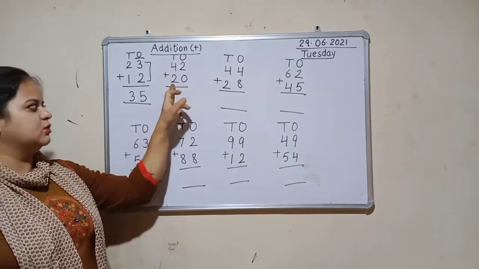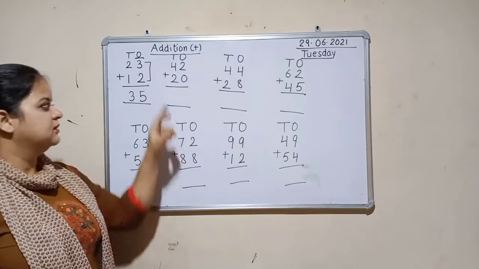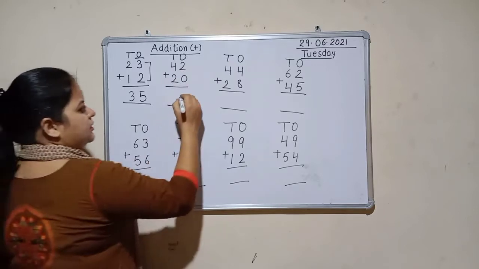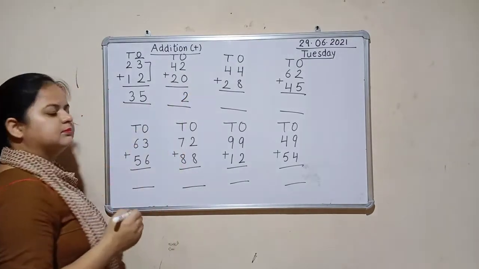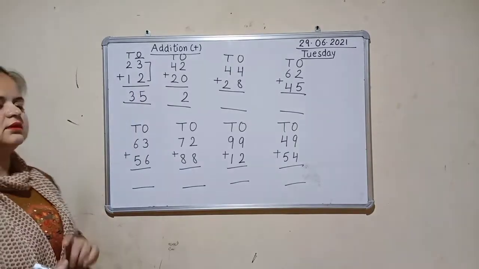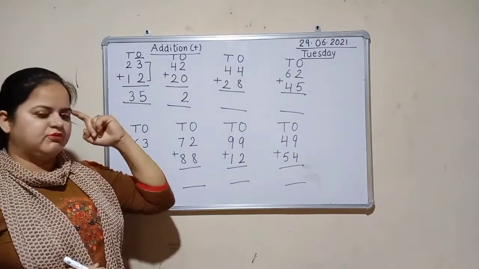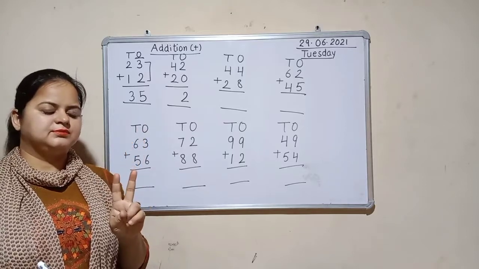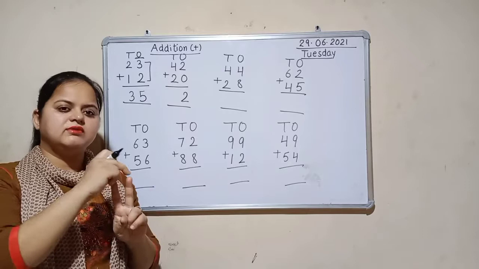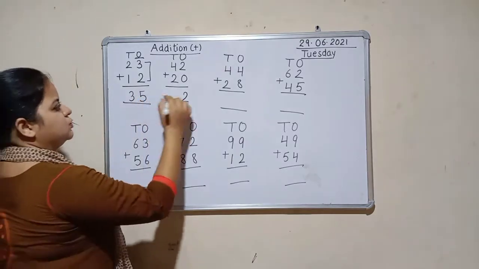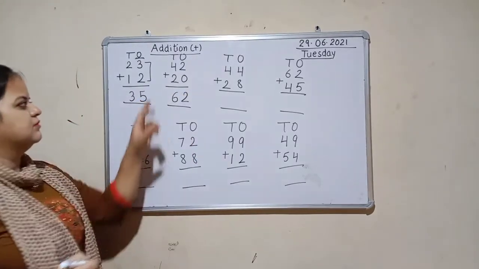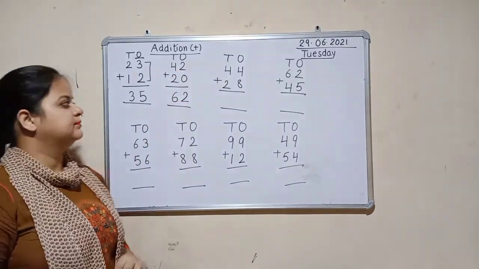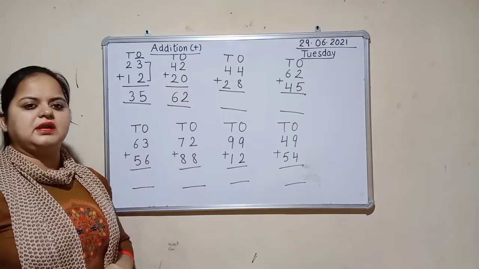Next is 42 plus 20. So here is 0. So we will write 2 here. 4 and 2. Keep 4 in mind and 2 on fingers. 4, 5, 6. 4 and 2, 6. 42 plus 20, 62.